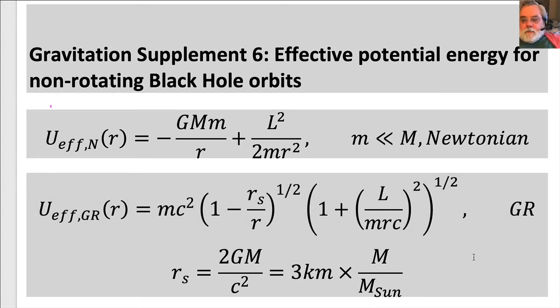The zero reference of energy has changed here. At infinite distance, the Newtonian effective potential energy tends to zero. Infinite r, the expression goes to zero. Whereas this general relativity effective potential, if r is very large, this goes to 0, we get square root of 1. So the effective potential tends to the rest mass energy, mc squared.